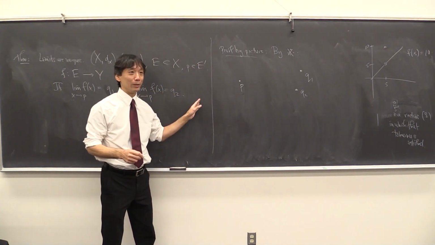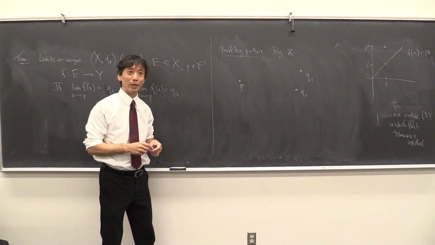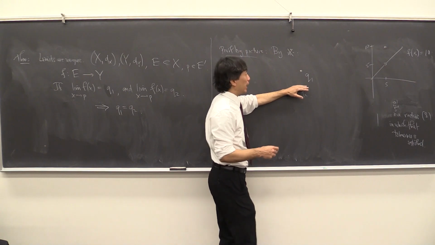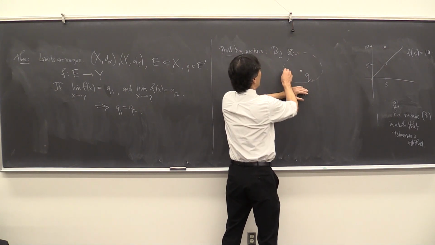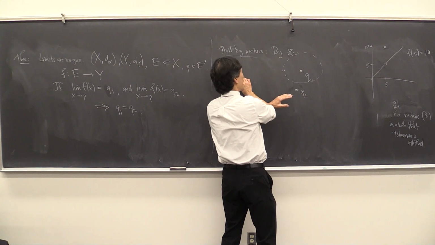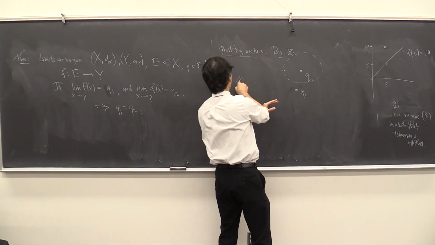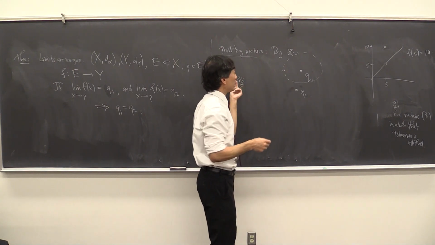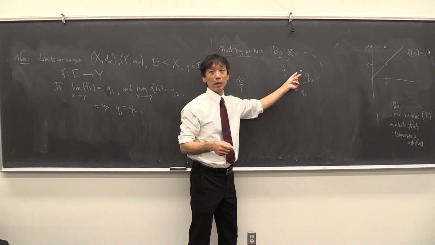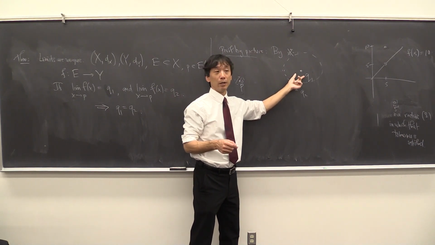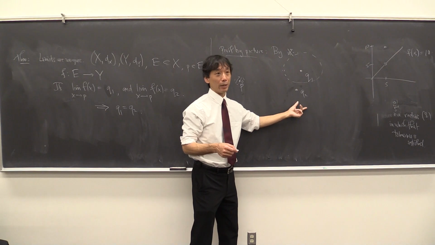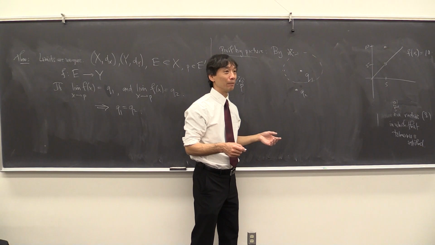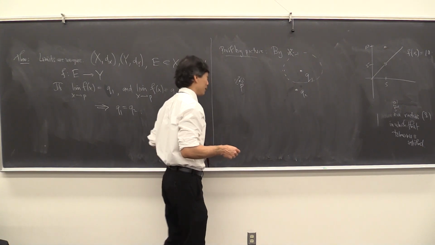Does anybody remember how this is done, or can you figure out how it's done? So each of these has what property? Given any epsilon ball, there is a punctured ball where everything gets mapped inside there. In other words, I can make my values as close to Q1 as I desire, and I can also make my values as close to Q2 as I desire. How does that lead to a contradiction? When the neighborhoods around Q1 and Q2 don't intersect. Perfect.